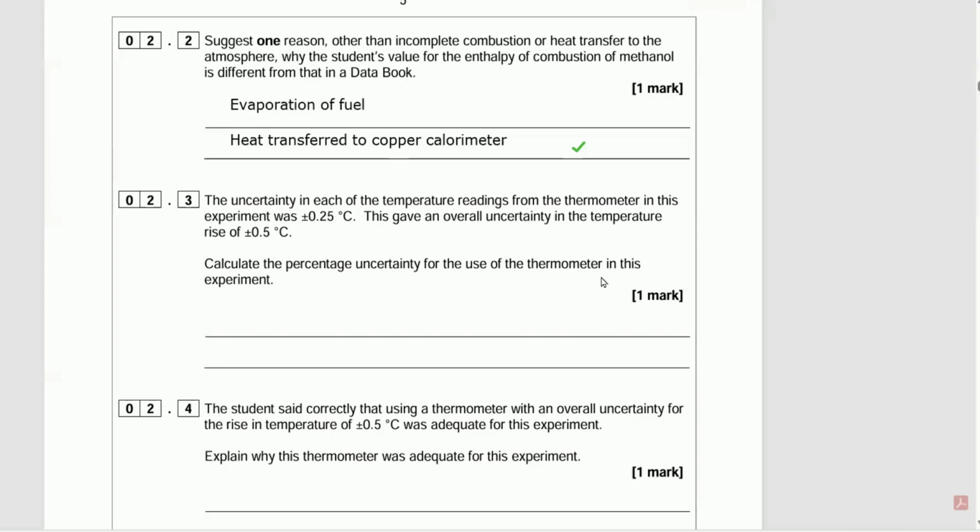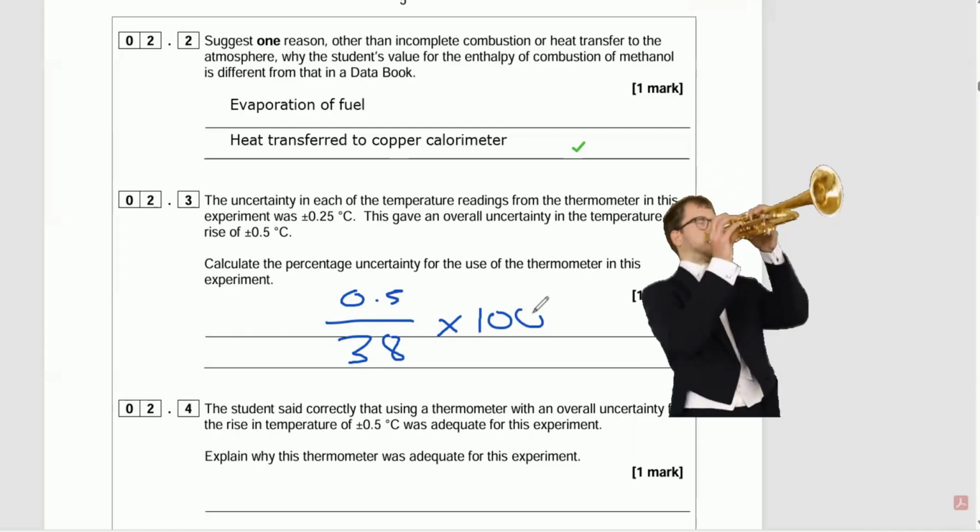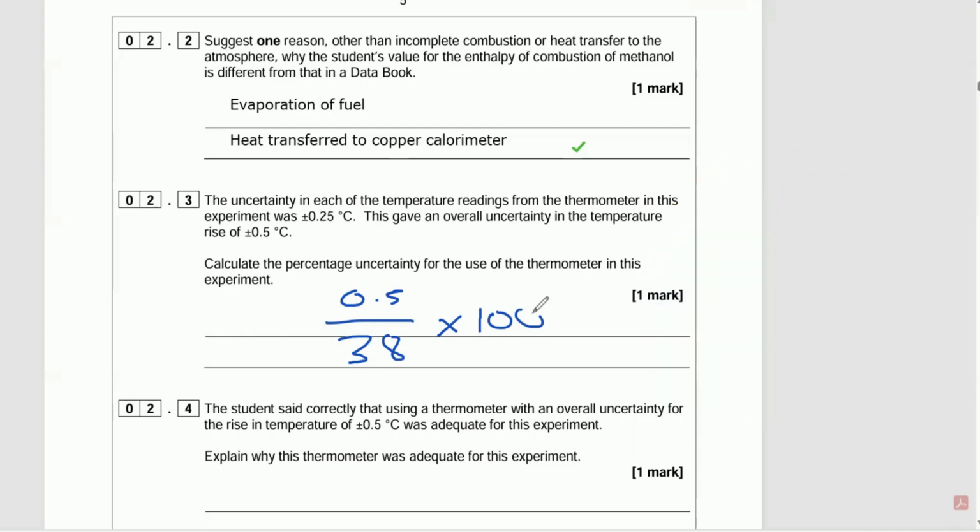Calculate percentage uncertainty for this thermometer in this experiment. So we want to do total error, which is 0.5 over 38, times 100. And that is going to give us our answer, which is 1.316%. It's actually 1.315 something, but you're going to round that to 1.316.